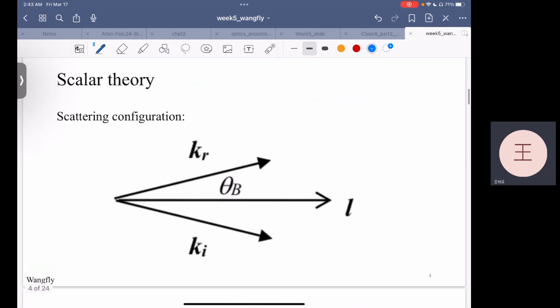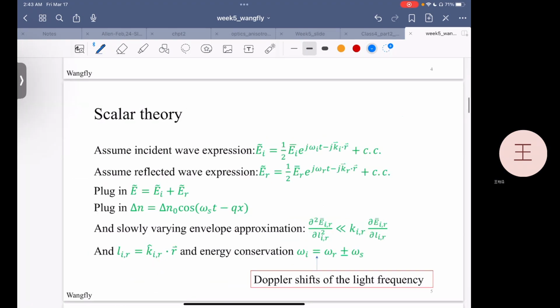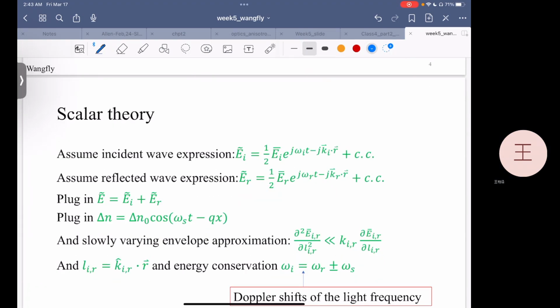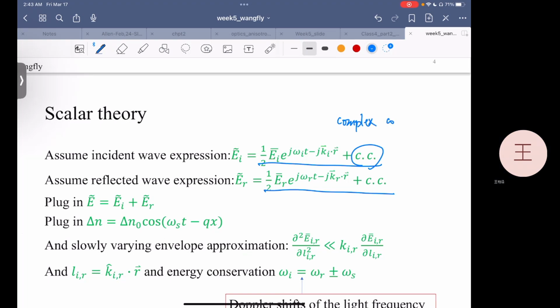And from the Bragg diffraction part about the acoustic wave grating, we know that we need to have momentum conservation and energy conservation. In this sense, the scalar theory comes in. And just as in the previous discussion, we only consider a harmonic wave. Thus, we have this form, where CC stands for complex conjugate.